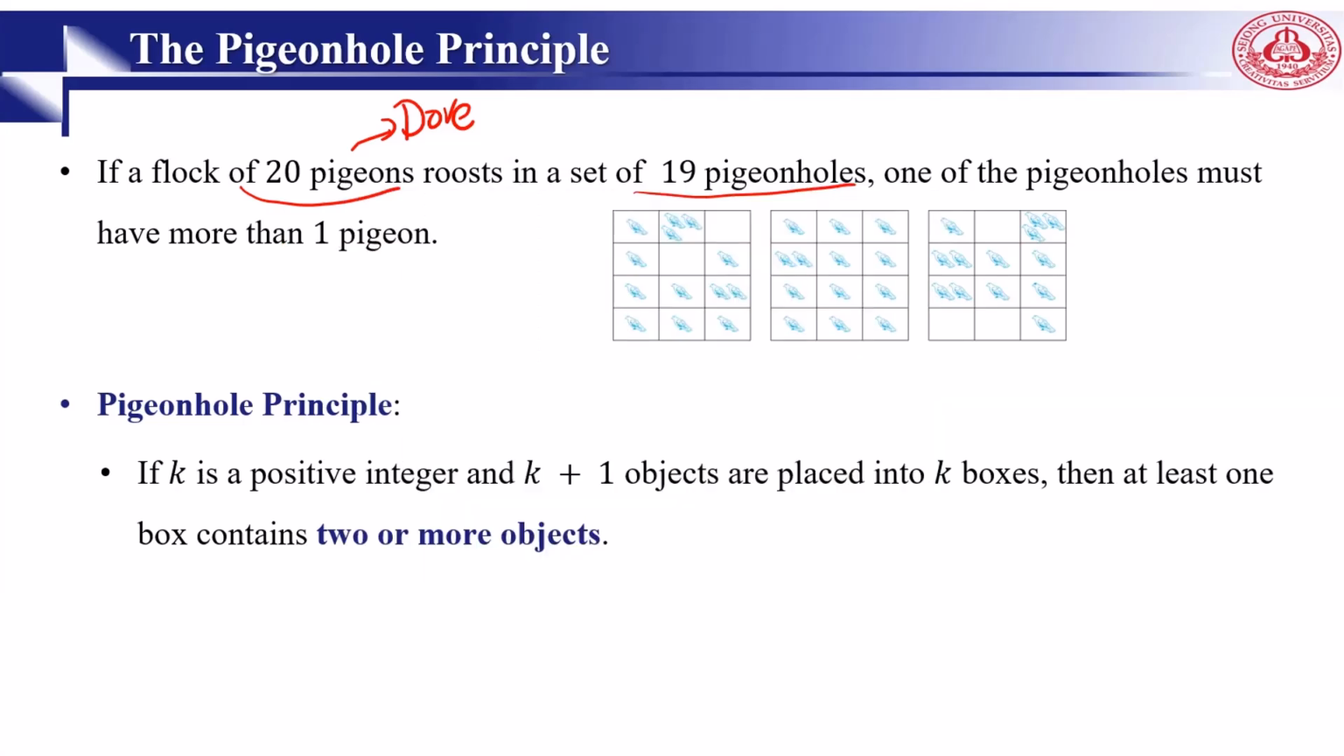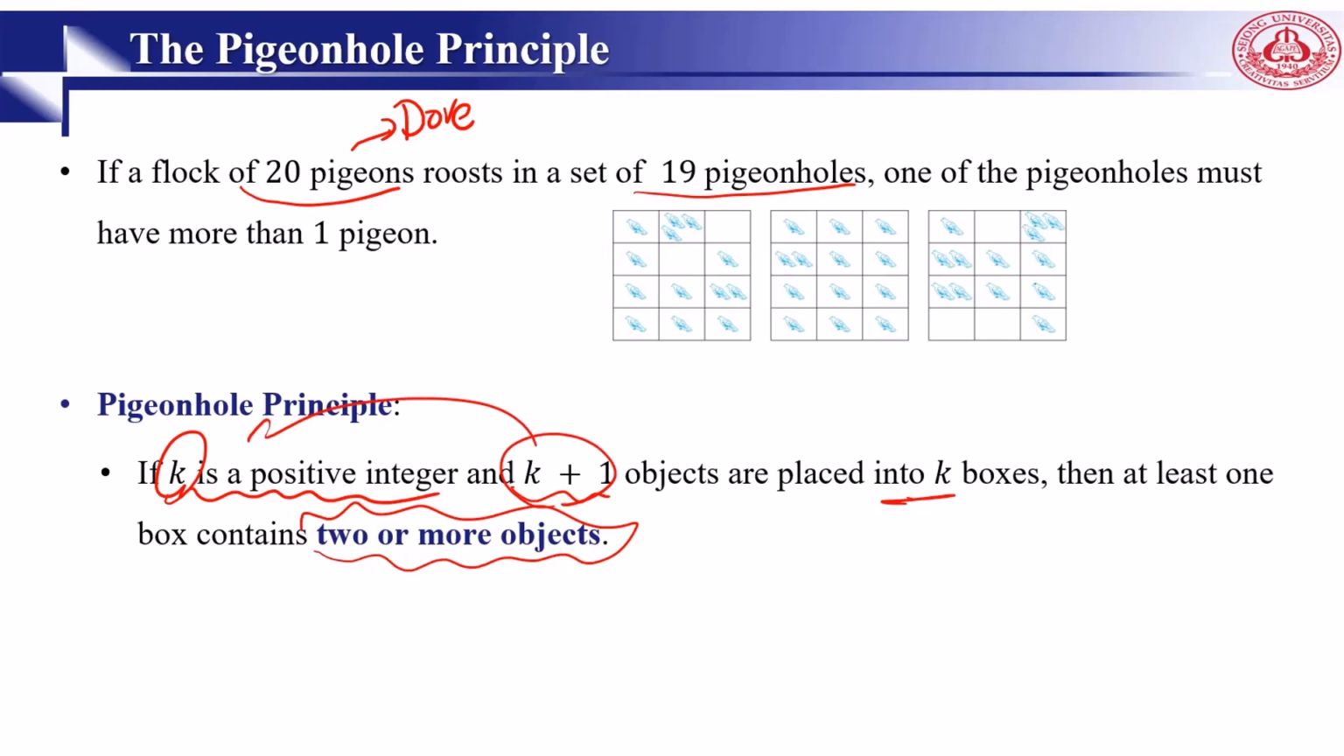The pigeonhole principle says if k is a positive integer, and k plus 1 objects are placed into k boxes, then at least one box contains 2 or more objects. How do you prove this one? We go for contraposition to prove it.